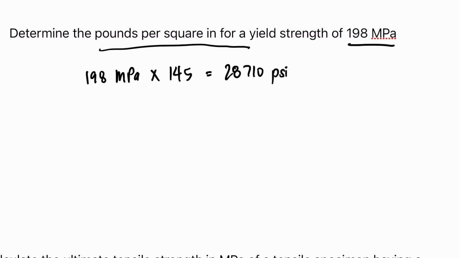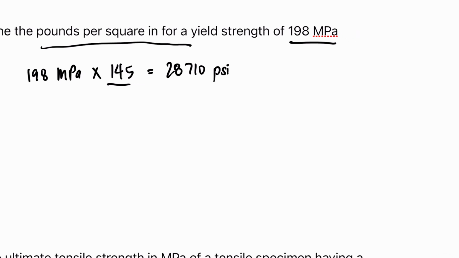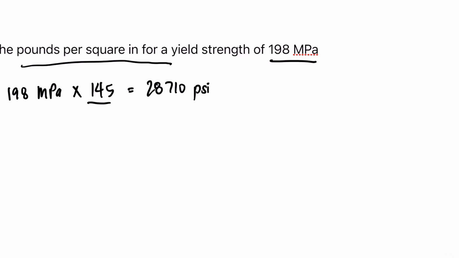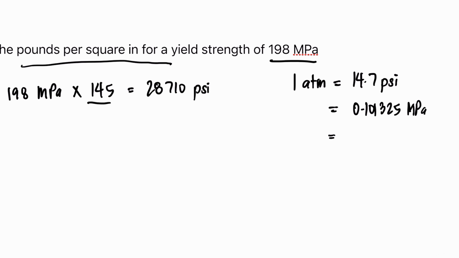But what if you don't want to remember this value, this 145? You have to remember to convert the pressure in terms of the atmospheric pressure. You know that 1 atm is equivalent to 14.7 psi, and it is also equivalent to 0.101325 megapascal. It is also equivalent to 101.325 kPa.